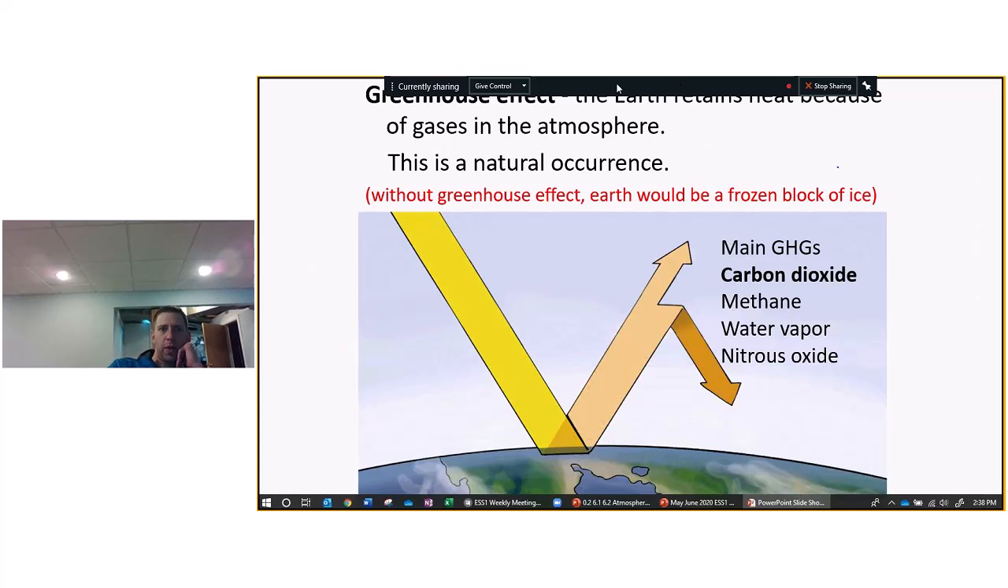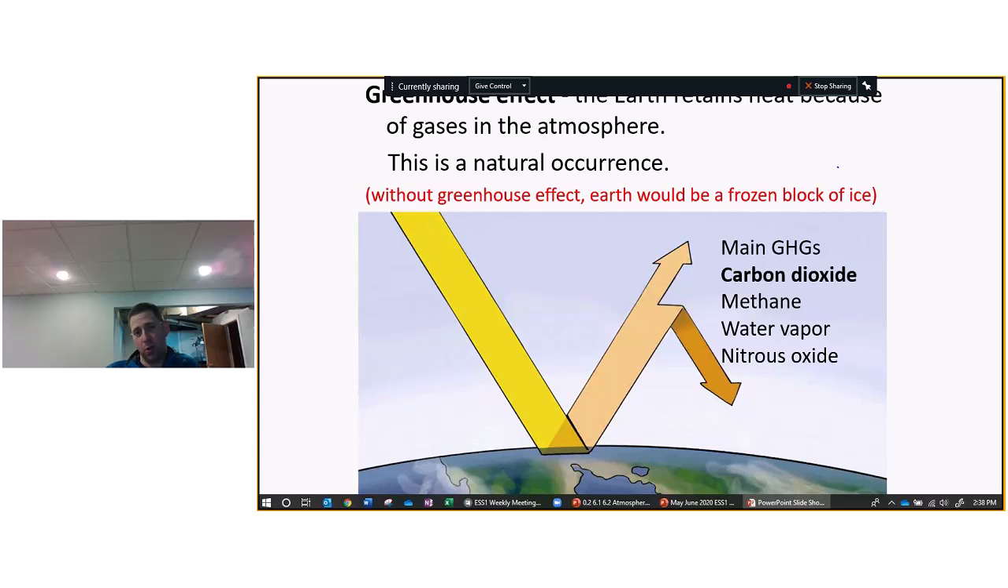So now a little bit about the greenhouse effect is that the Earth retains heat because of gases in the atmosphere. And I want you guys to make sure that you star or underline that this is a natural occurrence. There's a big misconception that the greenhouse effect is man-made, or that we caused it. We have added to the greenhouse effect by putting methane and extra carbon dioxide into the atmosphere. But the greenhouse effect is absolutely natural.